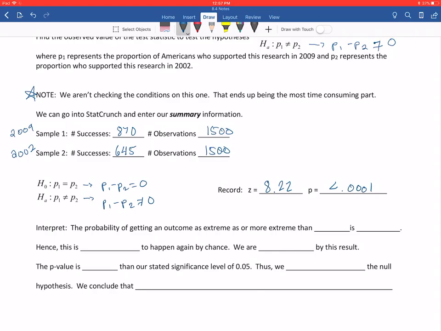So now let's write up our conclusion. We're going to interpret this. It says the probability of getting an outcome as extreme or more extreme than that 8.22 is this small. Okay, so let's again say that one more time to yourself. Really make sure it makes sense. The probability of getting an outcome as extreme or more extreme than what just happened is extremely small. Hence, this is not likely to happen again by chance. We are surprised by this.